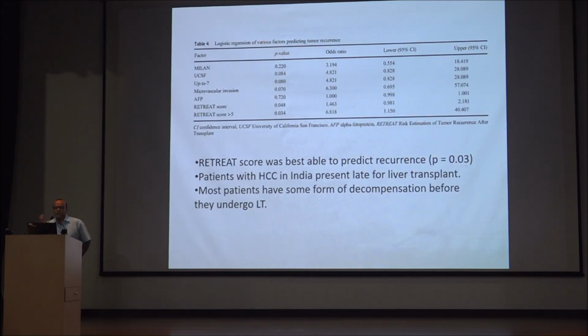And what we found in logistic regression analysis is that the RETREAT score, which is based on the AFP, the viability of tumor on the explant pathology, and presence of microvascular invasion, was the best able to predict recurrence. The patients with HCC in India present late for liver transplantation, because 80% of patients had transplant for decompensated liver disease. Most patients have some form of decompensation before they undergo LT. In this cohort, almost 50% of patients had preoperative loco-regional therapy.